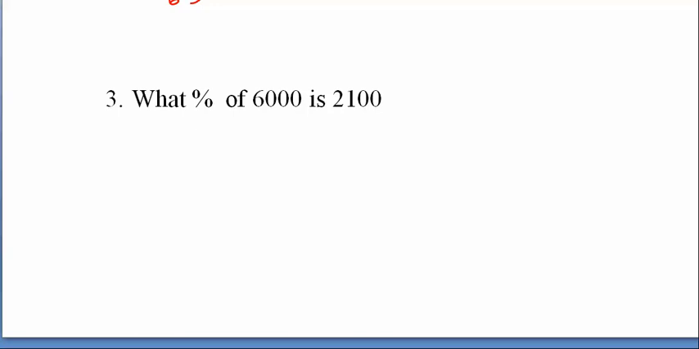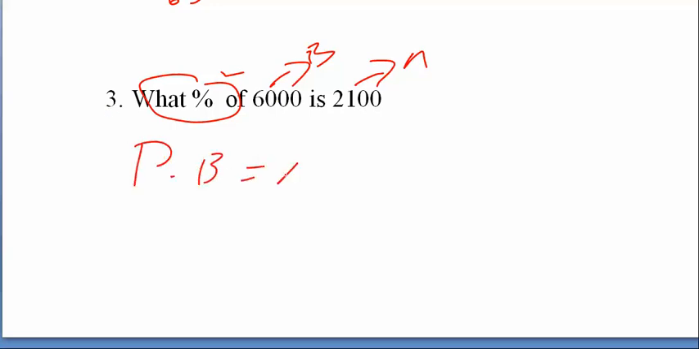What percent of 6,000 is 2,100? I'm sorry, this will be our B, and this would be our A. So our missing value is obviously going to be P, and it tells us what percent. We don't know what it is. So in our formula, P times B equals A, we don't know our percent, so that's our variable. P times B, we know B is 6,000, it's going to equal 2100.